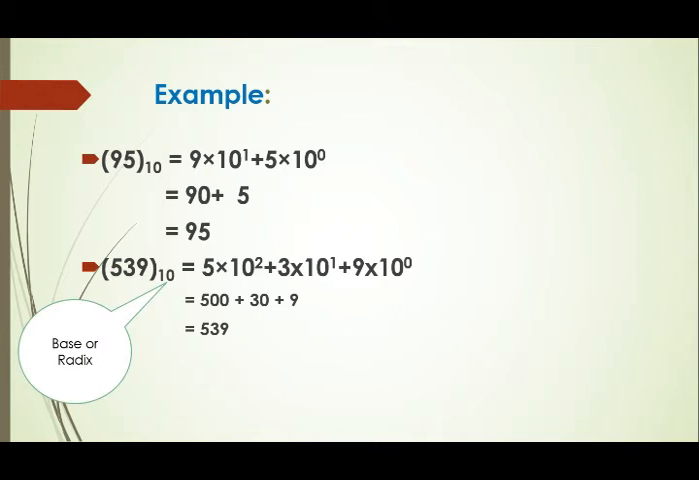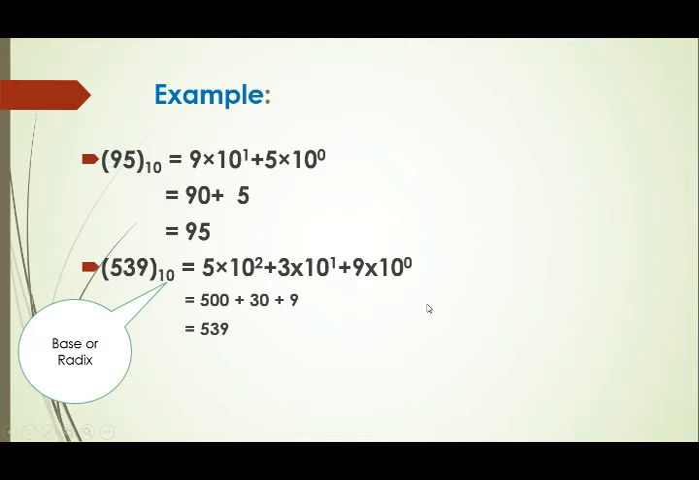Okay, now let's see how this number is calculated. It starts from the least significant digit to the most significant digit. That means 10 raised to 0 multiplied by 5, plus 10 raised to 1 multiplied by 9. So 90 plus 5 is equal to 95. Here the value of 9 is 90 and the value of 5 is 5. It means 1, right? And the value of 9 is 10.